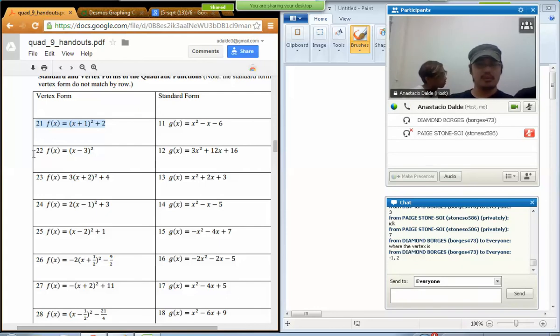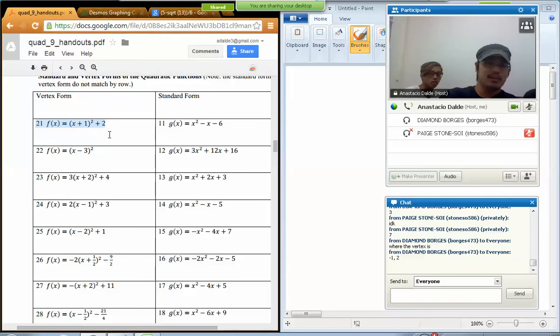Two. Nope, Diamond's got it. It's at negative one, comma two. Remember, the vertex is a point. It has an x coordinate and a y coordinate. You need two of those coordinates to describe that one point. You need to tell me where it is horizontally, and then where it is vertically. The horizontal is negative one, even though you don't see a negative one in there.